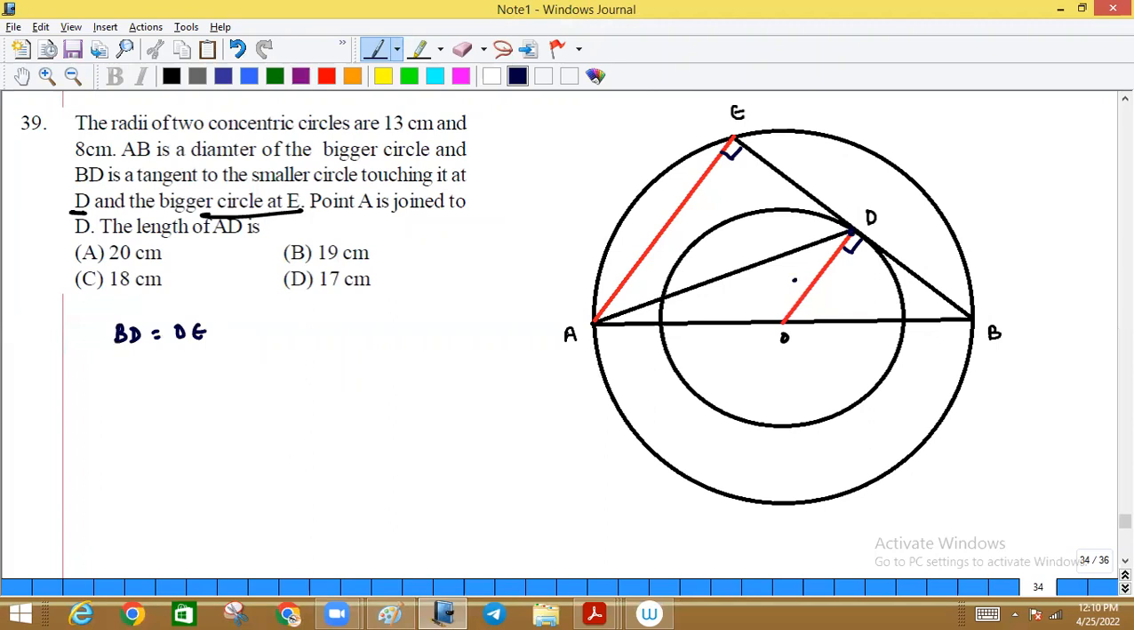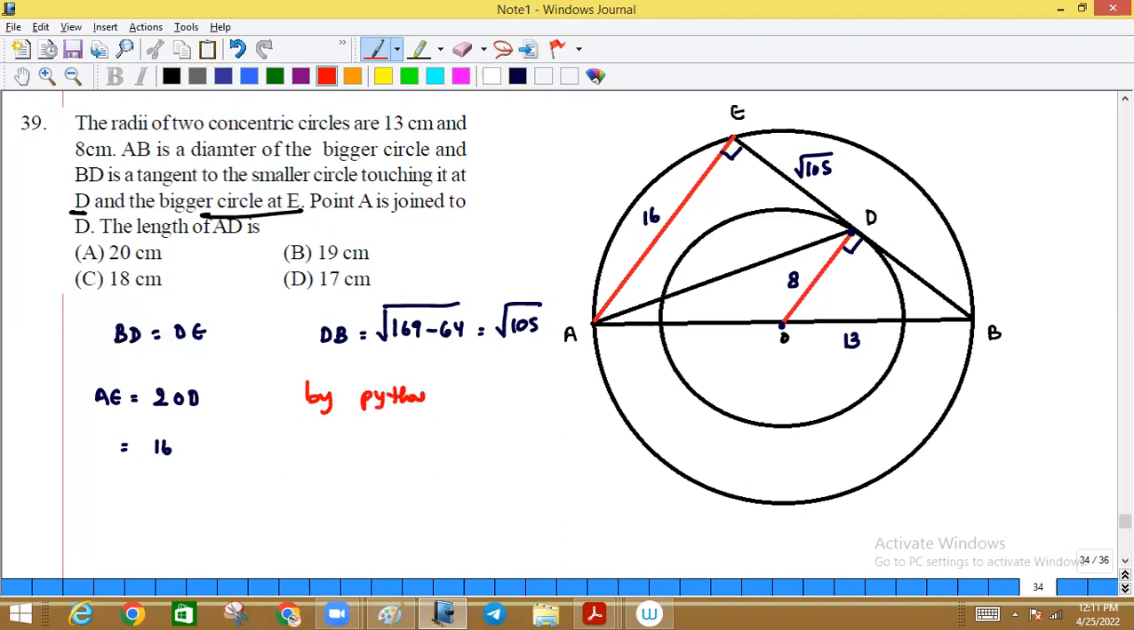Smaller circle radius is 8, bigger circle is 13. Therefore, BD is equal to DB or BD, doesn't matter. 13 squared is 169 minus 64 is 105. So ED is also how much? Root of 105. It is the midpoint. According to the midpoint theorem, it is half of the third side. Therefore, AE is what? 2 times DO, according to the midpoint theorem. Now by Pythagoras rule, what is AD? Under root of 16 squared is 256, plus 105, 361. What is root of 361? 19.